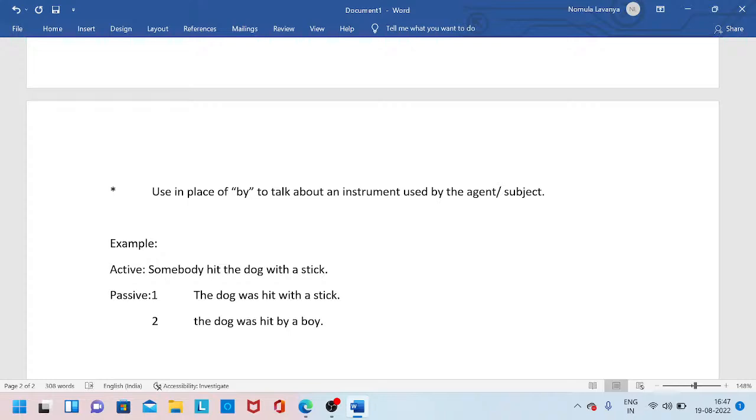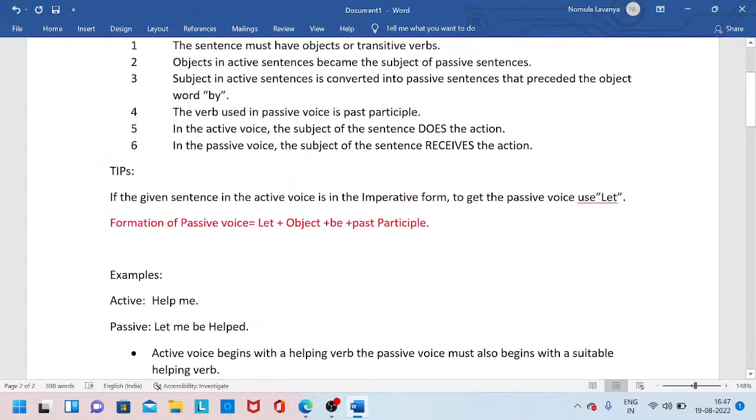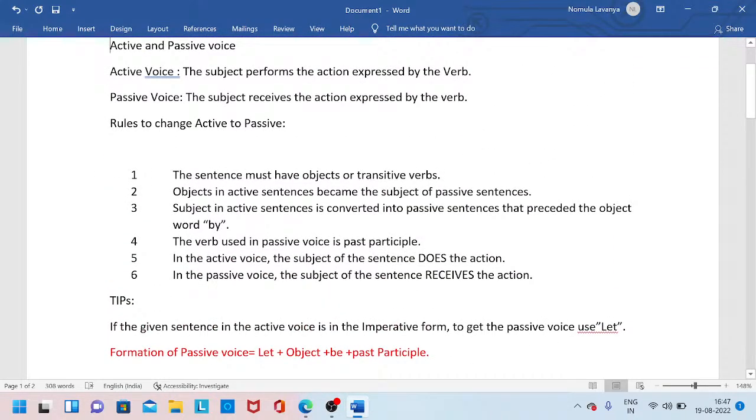Till now I have talked about active and passive voice, and I have given you the tips also, like how it should be. We'll also have a few more worksheets about active and passive voice in my next coming videos.